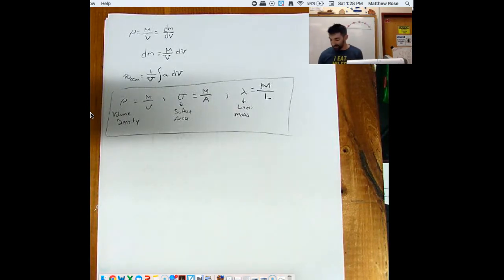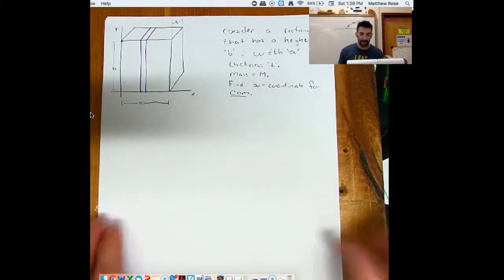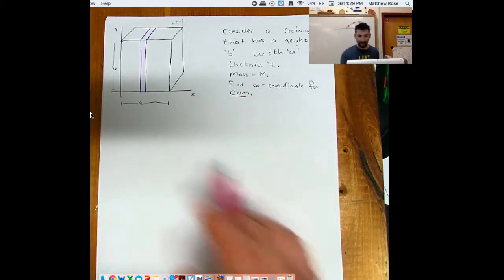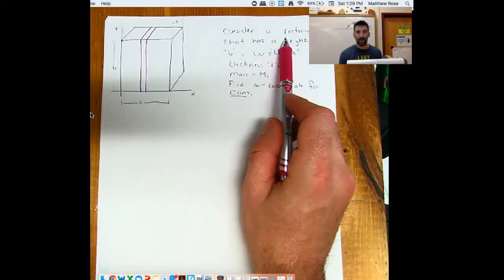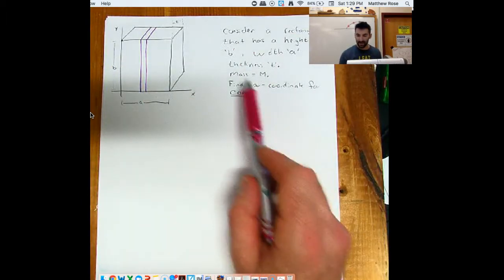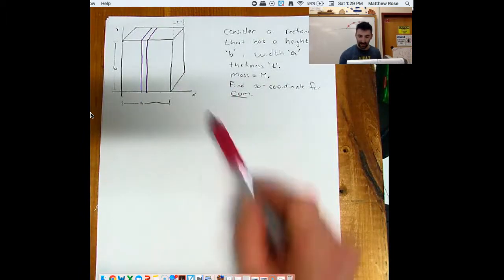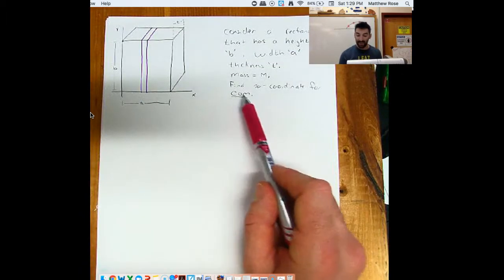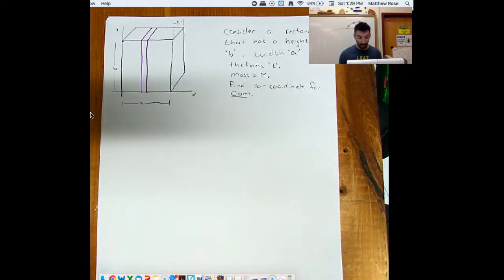So I have a simple, or I suppose a general example that we're going to use. Here I have a rectangle, and I have my rectangle pre-drawn on my axes. I'm going to start defining things. Now I want to consider that we have this rectangle that has a height of b, a width of a, a thickness of t. You can see that up there. And I want to find the center of mass about the x-coordinate.